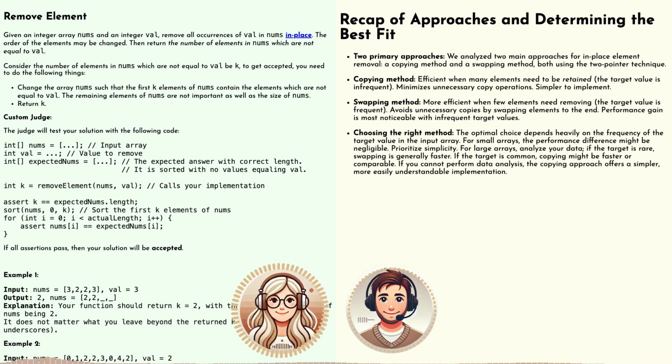Now, the key takeaway here is that there's no single best method. It all comes down to understanding our data and choosing the right approach for that specific situation. If we have a target value that's all over the place, the swap and shrink method is the clear winner. But if it's more evenly distributed, the classic copy method might be a better fit. It's like we're code detectives analyzing the clues and choosing the best strategy to crack the case.